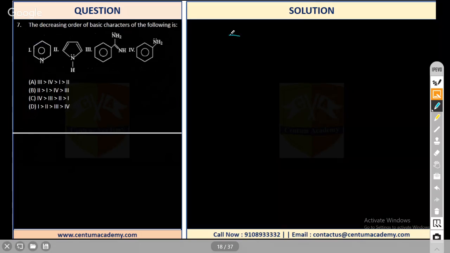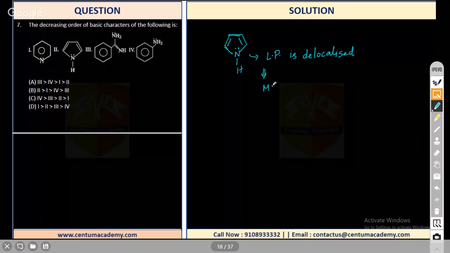The first thing, and from this only you can write down the answer for this question. This molecule is what? Pyrrole, right? We have a double bond here and a double bond here, right? So for this molecule, the lone pair is delocalized, right? This lone pair is involved in resonance. So since it is involved in resonance, its basicity is minimum. Minimum basicity.